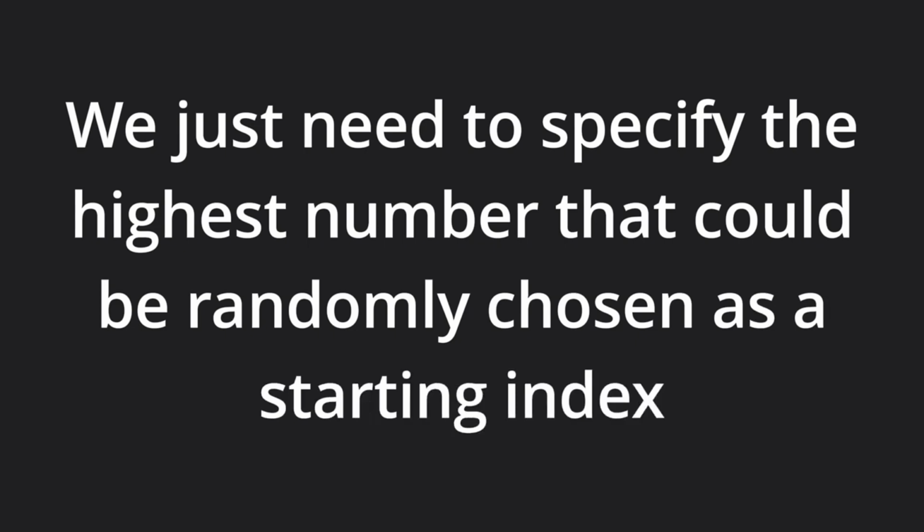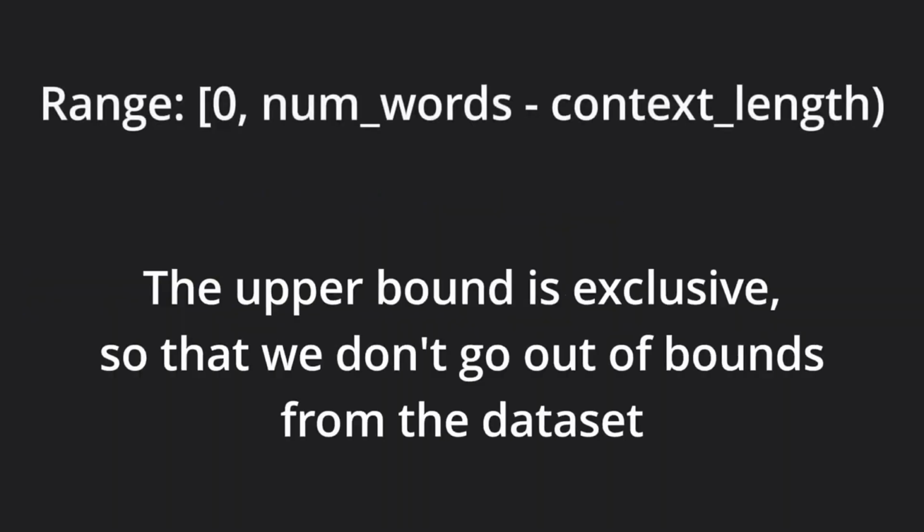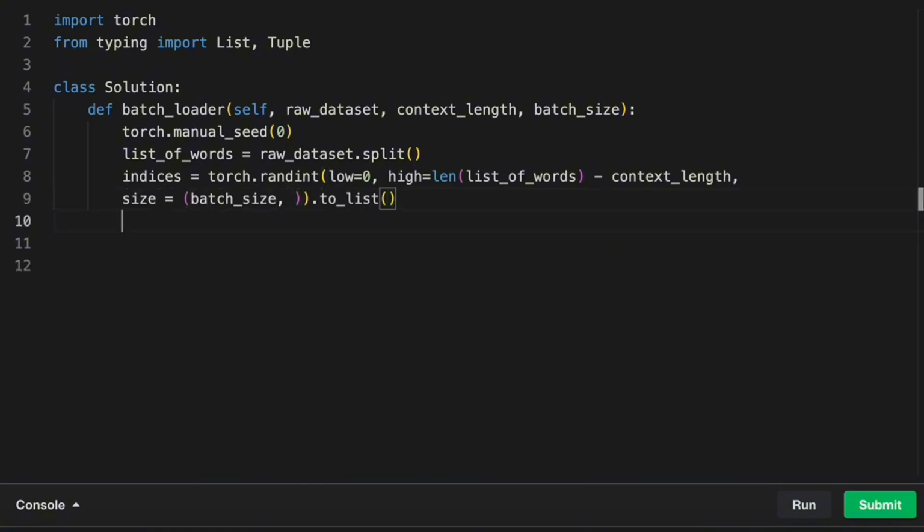We just need to specify the highest random number that could be chosen as a starting index. That should be the number of words minus the context length, and this range is exclusive of that number so that we don't go out of bounds from the dataset. So let's specify low and high, and also specify how many random numbers we want to select. Lastly, let's convert the returned tensor to a normal Python list.